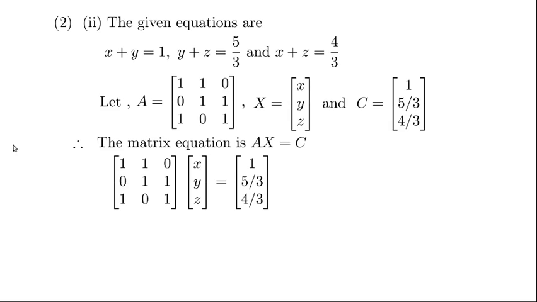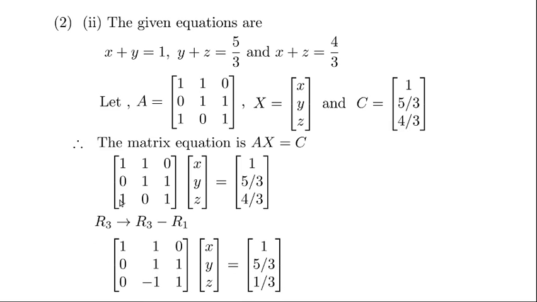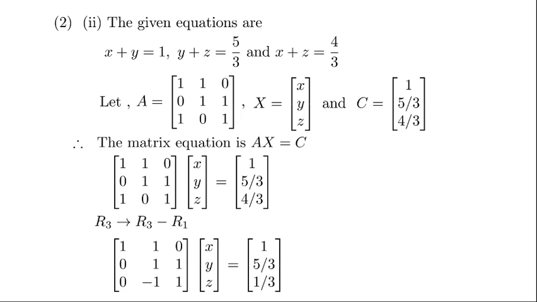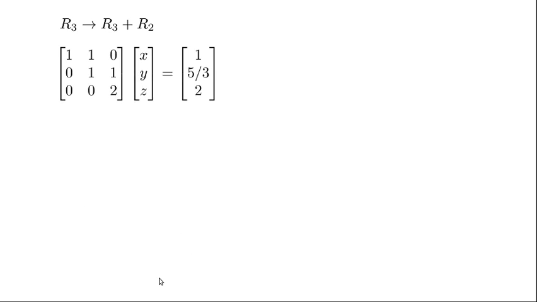Now I'll make this one as 0 first, for which R3 changes to R3 minus R1. So that gives 1 1 0, 0 1 1, 0 minus 1 1, and on the right hand side it becomes 1, 5 by 3, 1 by 3. Now R3 changes to R3 plus R2, so that this can be easily made 0. So this element has become 0. So R3 plus R2 gives you 2 here, and that means once again we find that this is an upper triangular matrix.